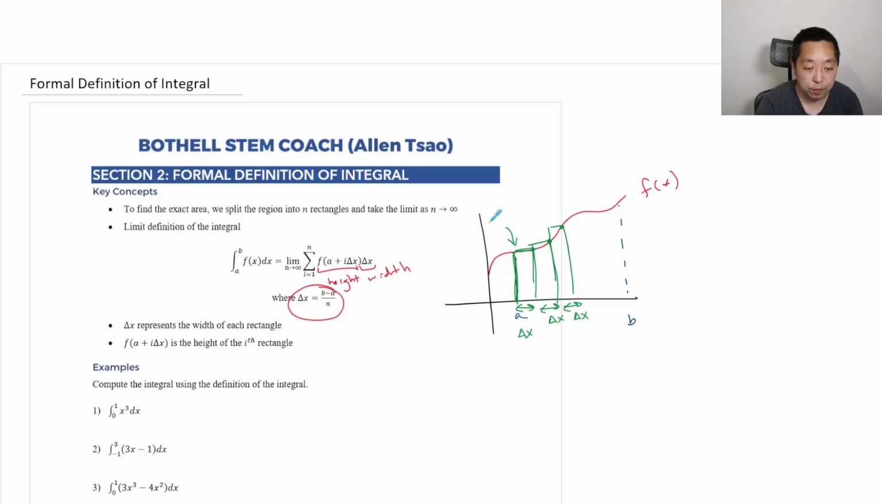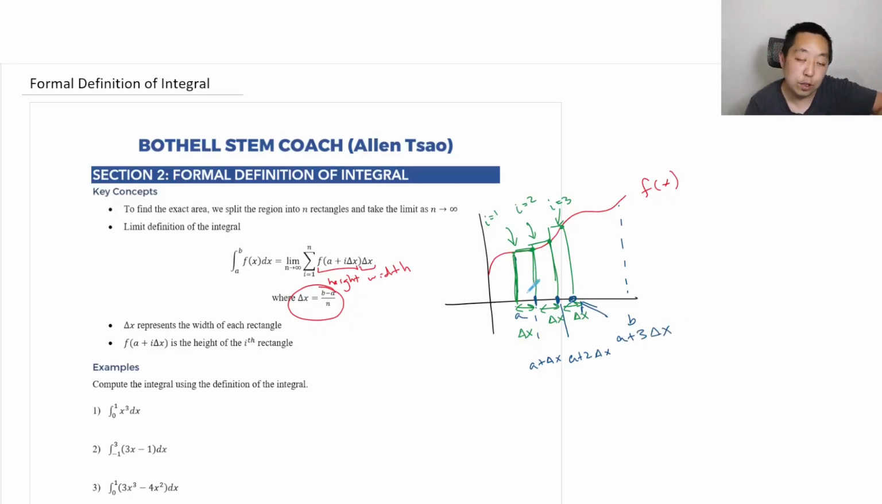This is the first rectangle, i equals 1. This is i equals 2. So i represents which rectangle you're at: the first, the second, and the third rectangle. And look at what dictates the height of the first rectangle. This x coordinate right here is a plus delta x. And this coordinate here, you start with a and add 2 delta x's, so this value is a plus 2 delta x. And the x coordinate right there is a plus 3 delta x.